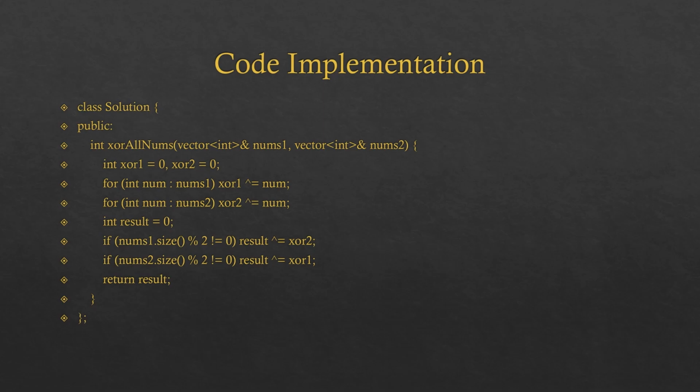Here's the C++ implementation of the solution. The xorAllNums function begins by initializing XOR1 and XOR2. We iterate through nums1 to calculate XOR1 and through nums2 to calculate XOR2. Depending on the sizes of the arrays, we conditionally include XOR1 and XOR2 in the final result. This efficient solution avoids brute force computation of all pairings and works in linear time.